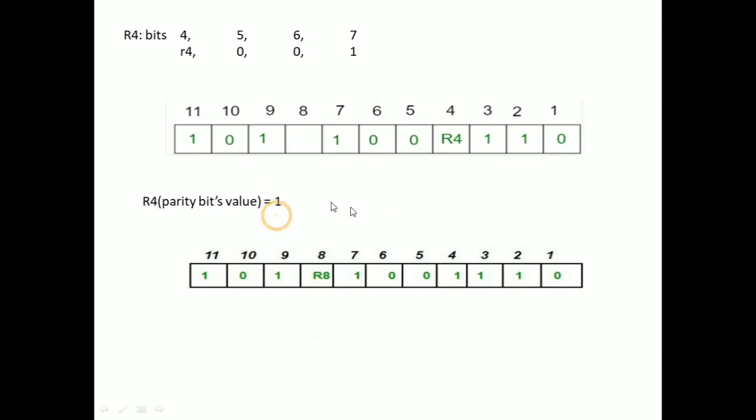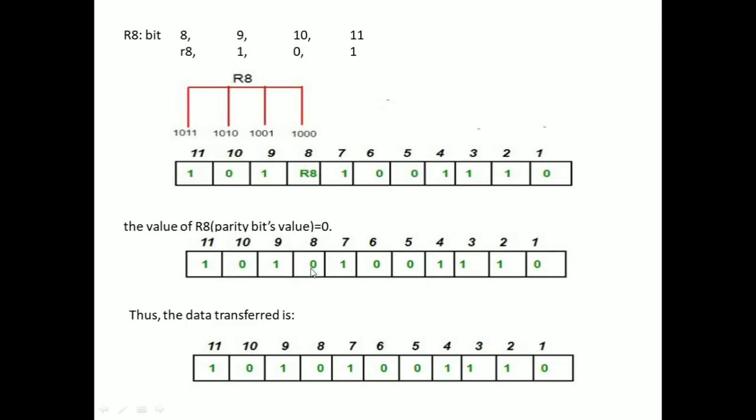R4 value we got 1 and R8 value we got 0. So finally, the data that is transferred from the sender will be the combination of the original data bits plus redundant bits. Do remember the data bits and redundant bits are not separated. They are mixed with each other. So now this 1 to 11 number of bits is a combination of data bits and redundant bits. This is the final message sent by the sender using the Hamming code.